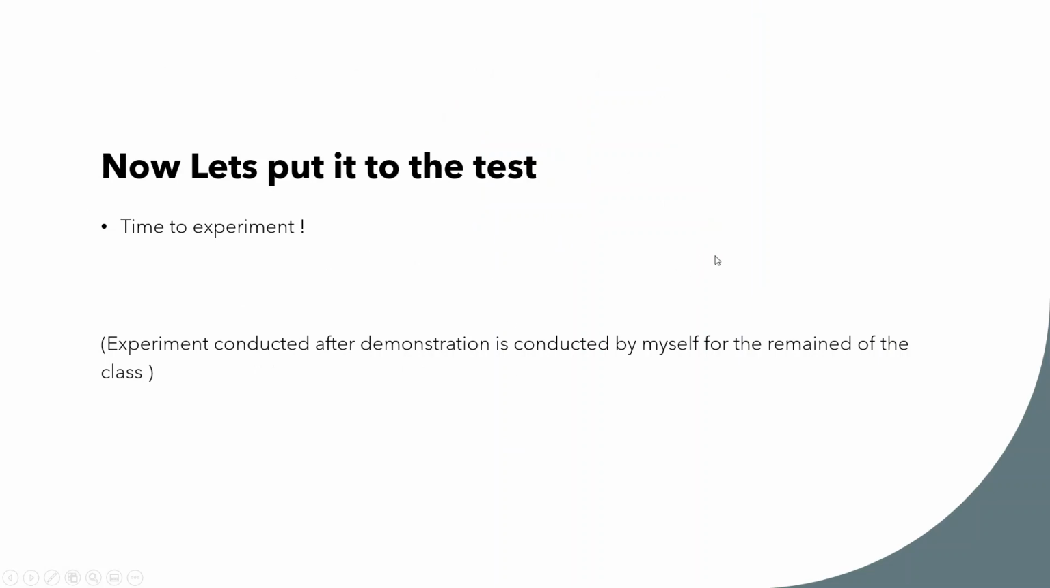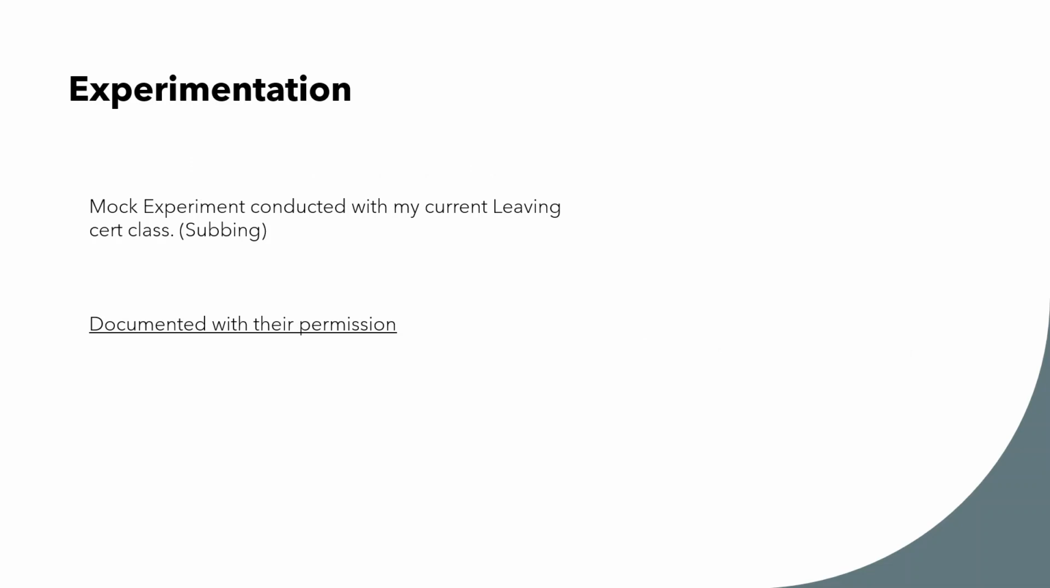So I'm just going to go through the experimentation phase or element of my project and how I conducted that, and the model or physical resource that I've created. So I conducted this mock experiment with my current Leaving Cert class. So I'm subbing at the minute for Leaving Certs, and I conducted this experimentation with them and documented it with their permission. So I'm just going to run through how I would do this in class, and how I go through it. I'm just going to run through it briefly.